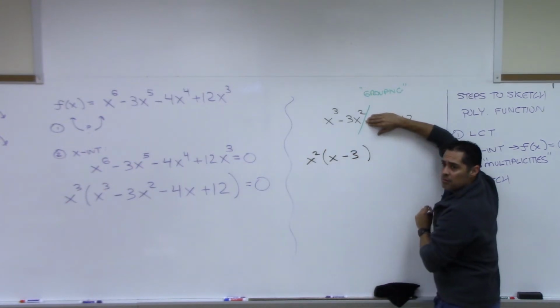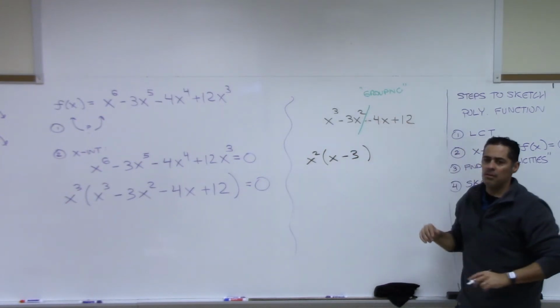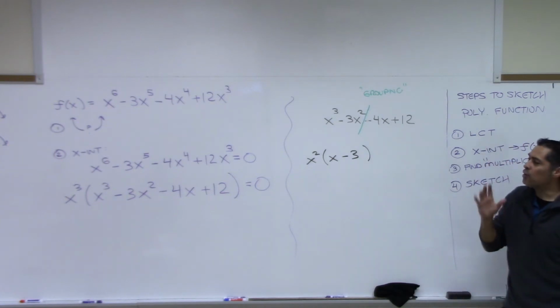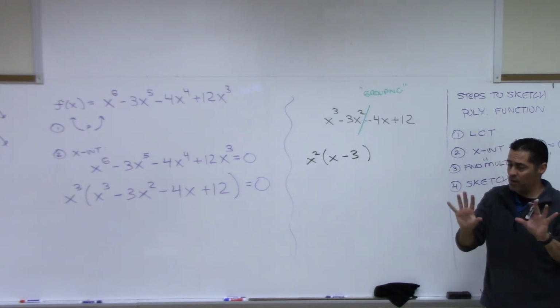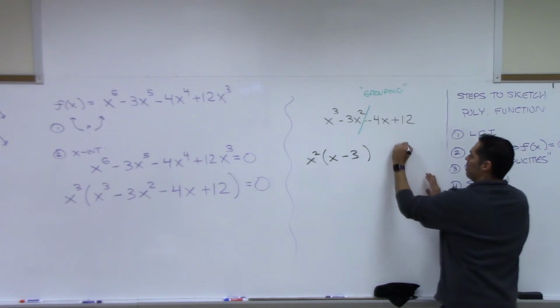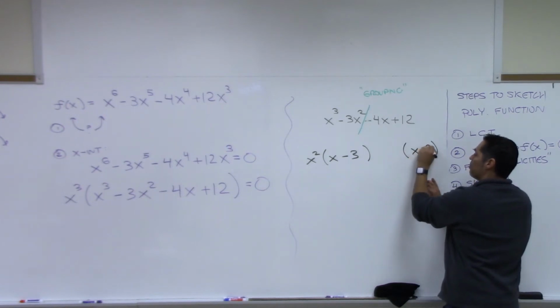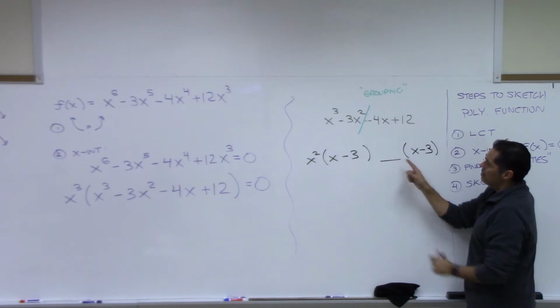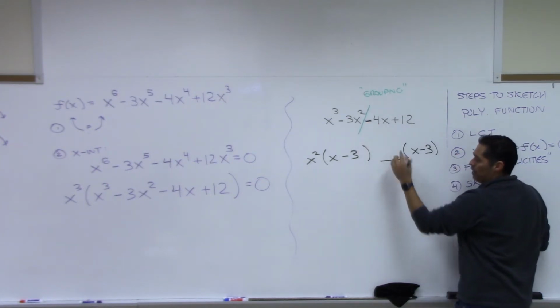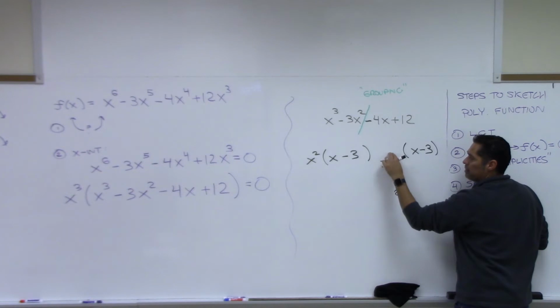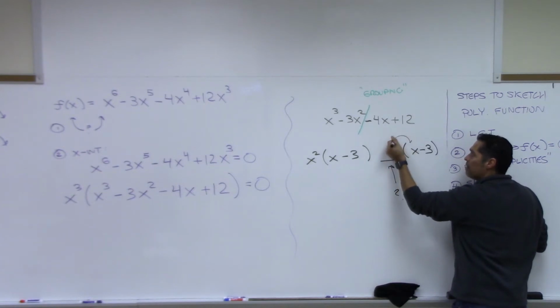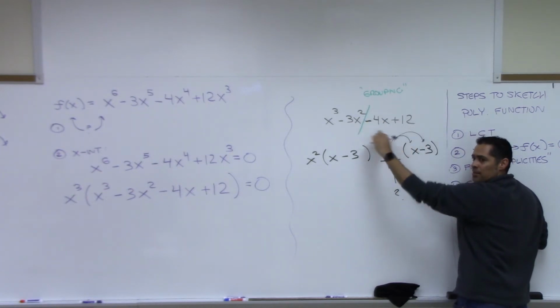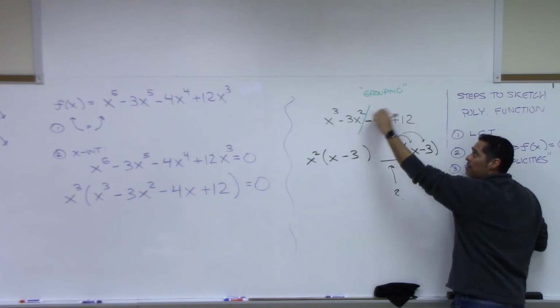Got it? Okay, now let me explain it a slightly different way. For grouping to work, if it's going to work, then what I need over here is another x minus 3 with some number in front of it. And whatever this number is that I'm going to pick, when I distribute it through here and here, I better get back this.